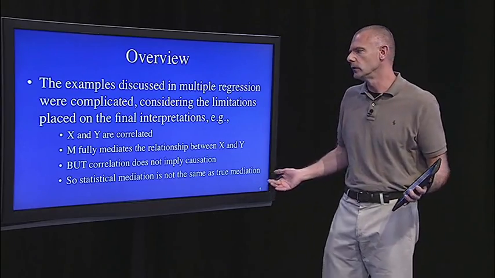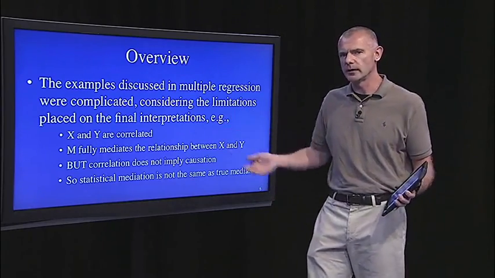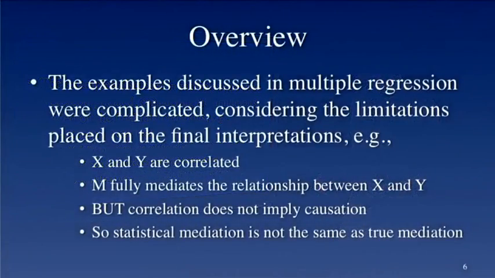Again, with mediation, we had two variables, x and y. They're correlated. We found a variable m, the mediator, that say it fully mediated that relationship. But then somebody said, well, you still can't really make a strong argument because correlation doesn't imply causation. So you might have shown statistical mediation, but you don't have true mediation. You're not really getting a causal mechanism. So again, qualification on the final interpretation.